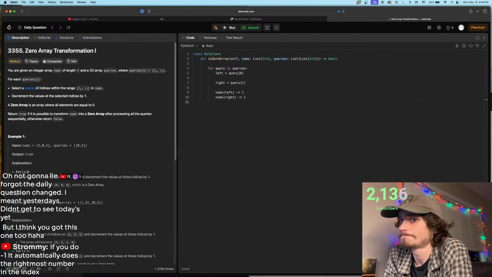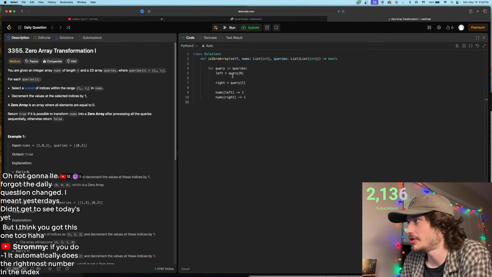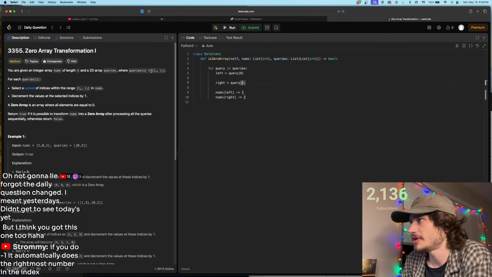1. Stromy says if you do -1 it automatically does the rightmost number in the index. Yeah, so you could put a -1 here to do the rightmost number in the index, but it's only 0 and 1. We know that, so it's whatever.